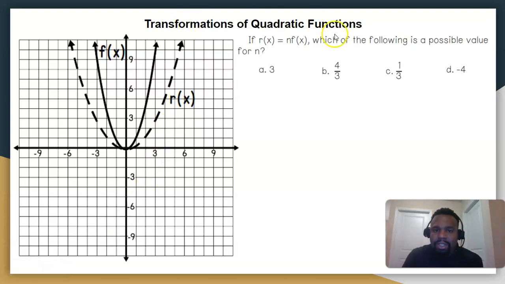So if I look at my answer choices, well, this is going to be more narrow because it's greater than 1. This is also greater than 1 because it's going to be more narrow. Well, 4/3 is greater than 1. 1/3 can work. D, even though it's a negative here, that's going to represent a reflection, which we're going to talk about in a minute. So actually, we're looking at C. C would be more likely to be that value that we'll use to multiply by our parent function to get r of x, because it's less than 1 and greater than 0.